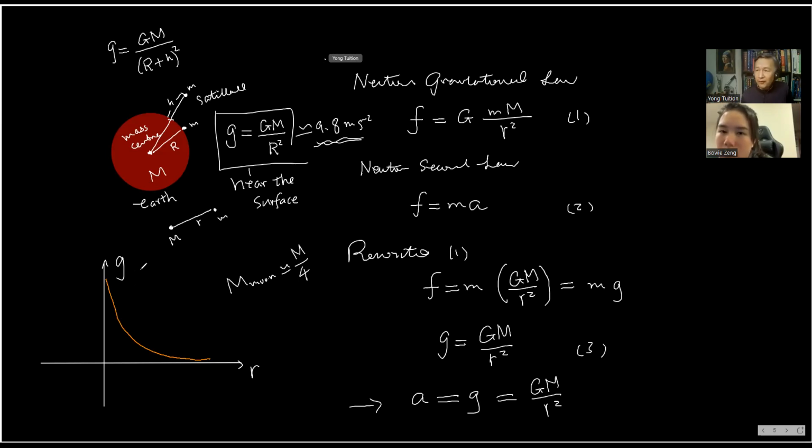If you move to infinity, in very empty space in the universe, you wouldn't feel any gravity from the sun or the moon or the Earth at all. So you can argue that if r approaches infinity, then the gravitational acceleration will approach zero. Sometimes we will use this way of thinking to solve problems.